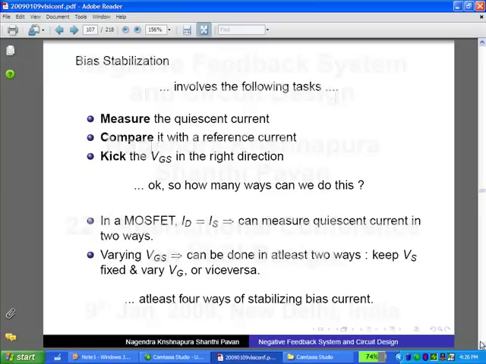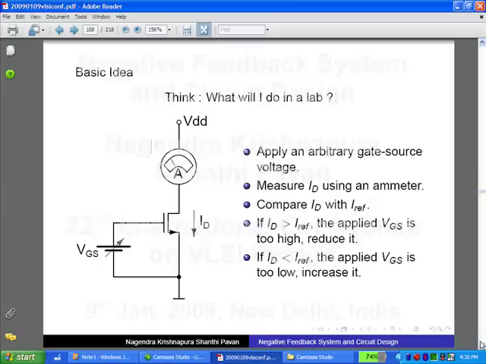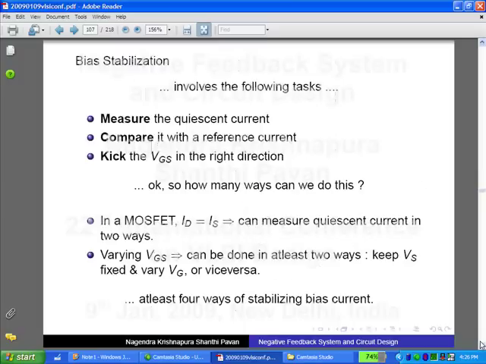All right. In analog, always think simple. You can measure drain current in 2 ways. You can vary VGS in at least 2 ways. The whole process of stabilization involves measurement and changing VGS. Measurement can be done in 2 ways. VGS can be changed in at least 2 ways. So there must be at least 4 ways of stabilizing the bias current in a transistor, correct?